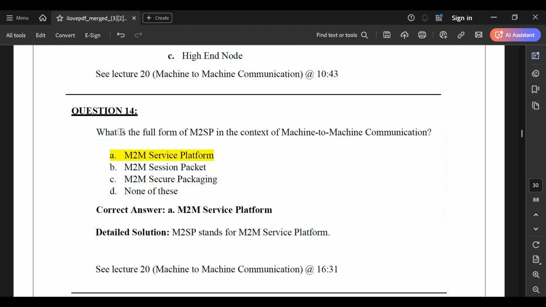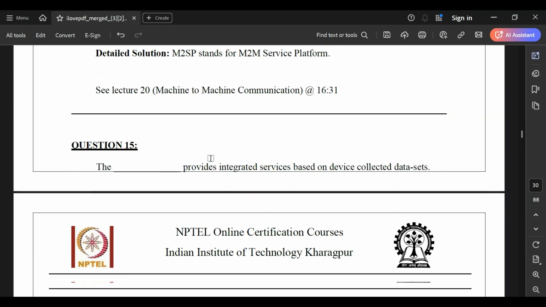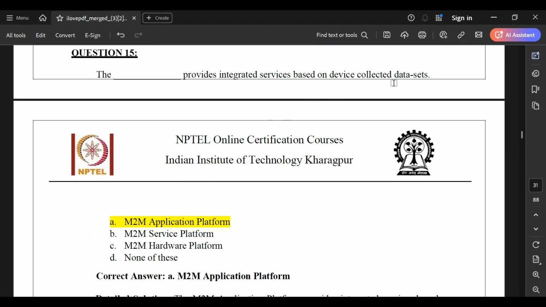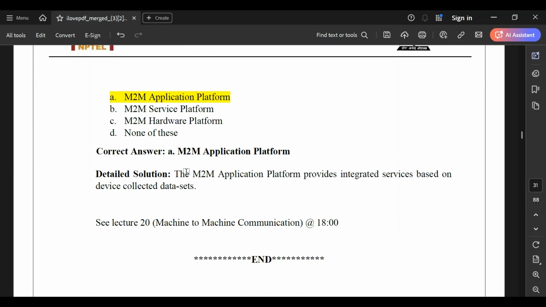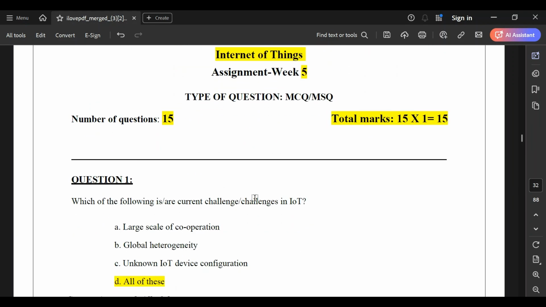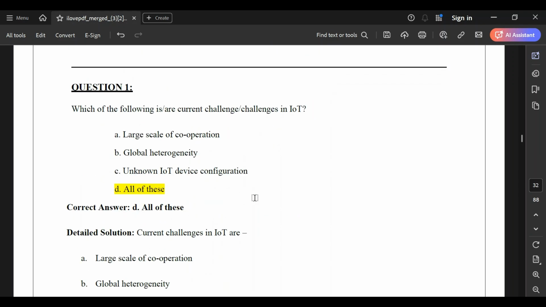Moving to the 14th question, what is the full form of M2SP? So it is M2M service platforms. The final question: the dash provides integrated service based on device collected dataset. So you can see the M2M application platform provides integrated service based on the collected datasets. This is true. Moving to the final one, the fifth assignment we have.